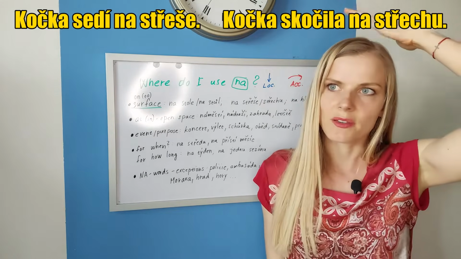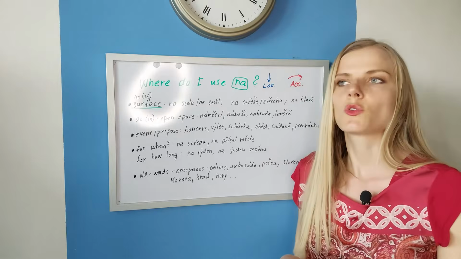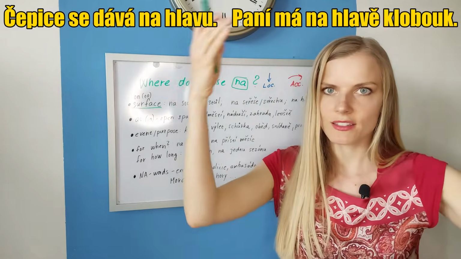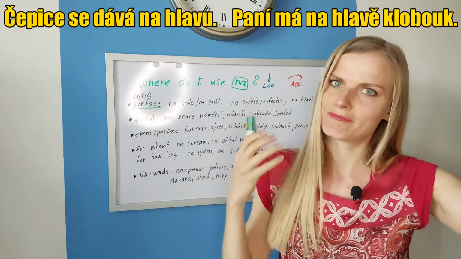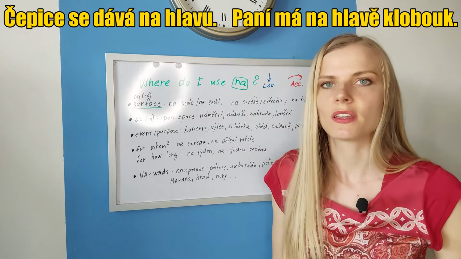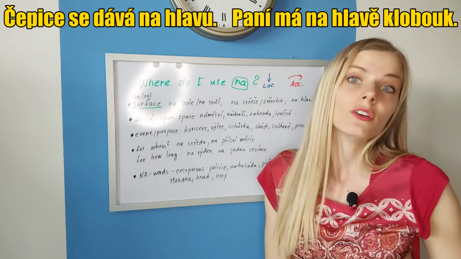Or na hlavě. On the head. And again, we could also have na hlavu. Čepice se dává na hlavu. The hat is supposed to be put on the head. Paní má na hlavě klobouk. The lady is wearing a hat. The lady has a hat on her head.